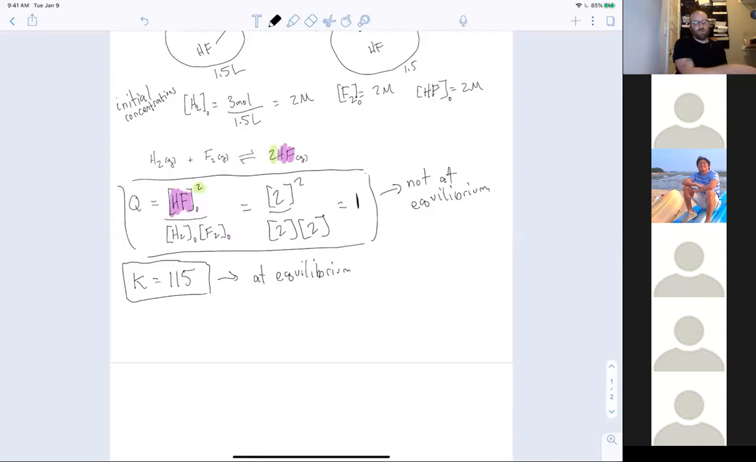The question is, I have Q equal to 1. What does K end up equaling? Or not, what does K end up equaling? Which way does the reaction shift?